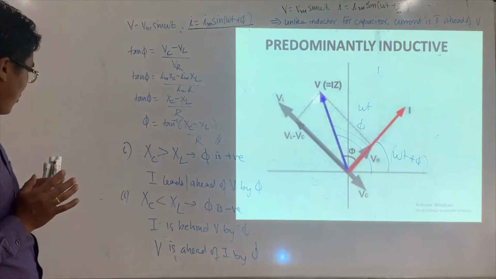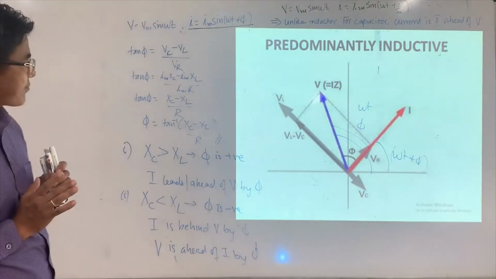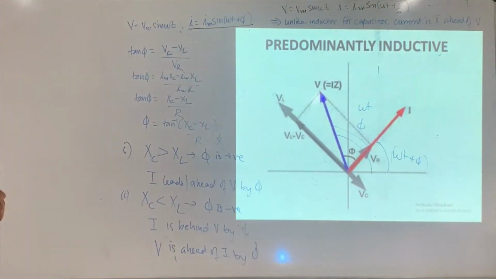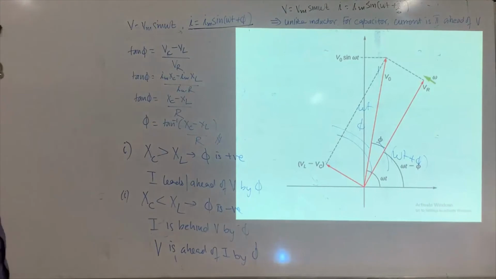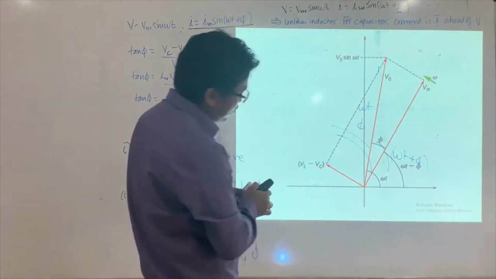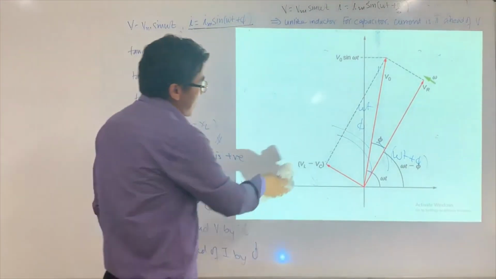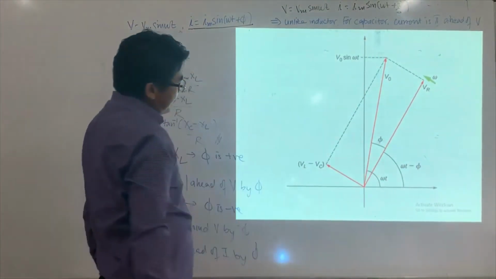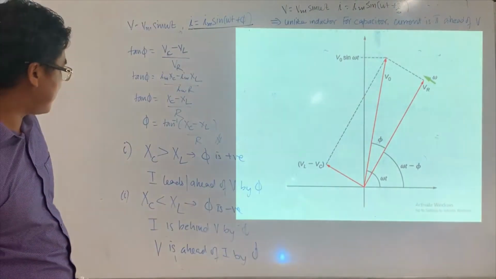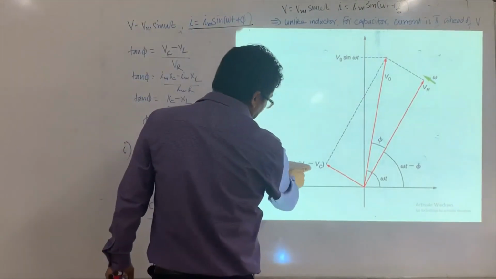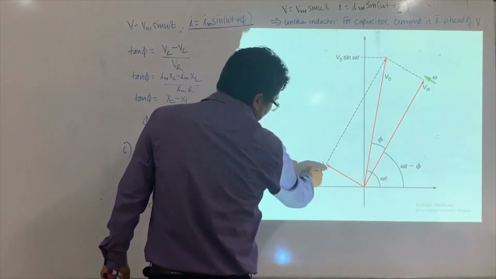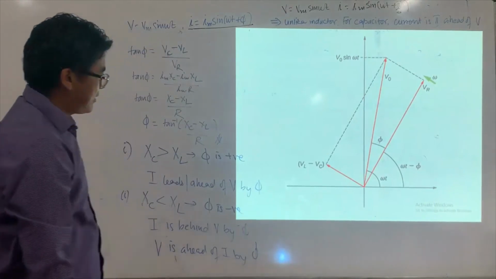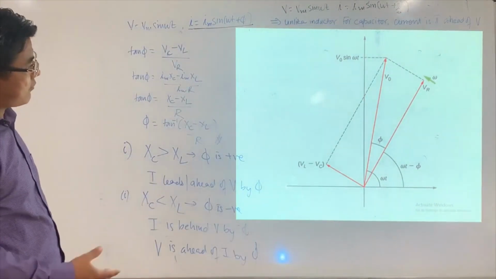Now I discussed both the cases. This is predominantly inductive, the other one is predominantly capacitive. This is the diagram, and if you like, you can take this diagram also. This is VL minus VC. VL is more than VC, therefore you get this diagram. This is minus omega t minus phi. So this is what we have.